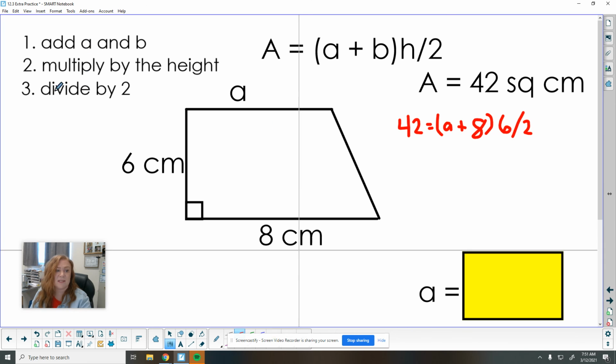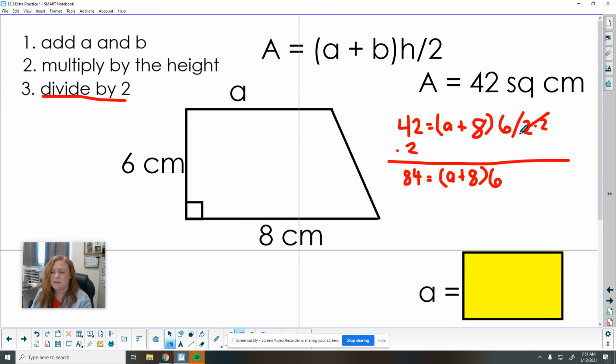Let's work backwards. The opposite of divide by 2 is to multiply by 2 on both sides. So 42 times 2 is 84 equals A plus 8 times 6, and our 2's canceled out. Now we need to do the opposite of times by 6, which is to divide by 6 on both sides. So this cancels out. Go ahead and do 84 divided by 6.